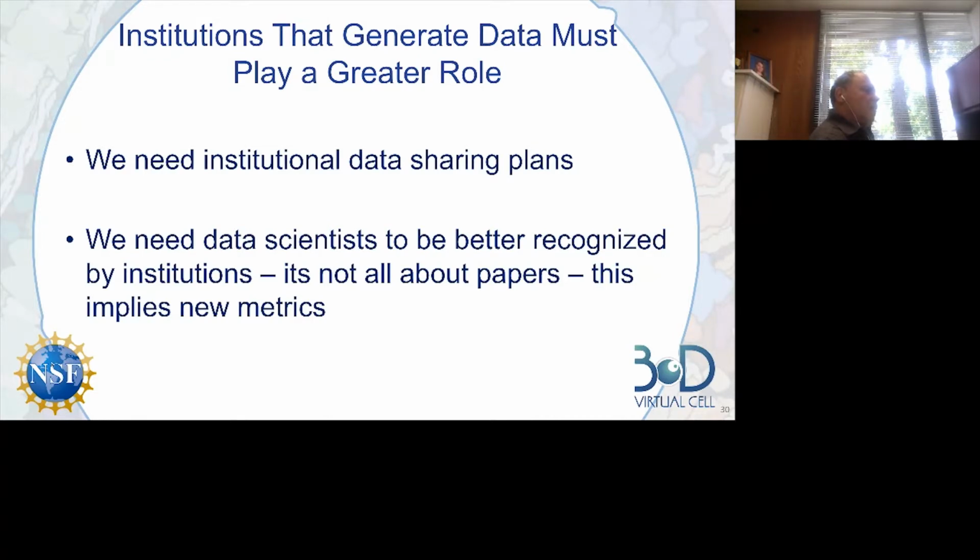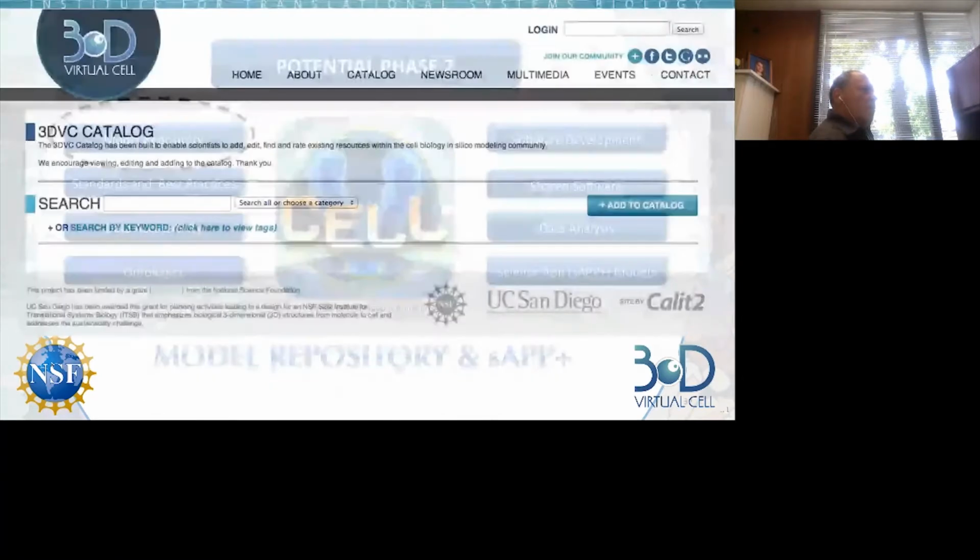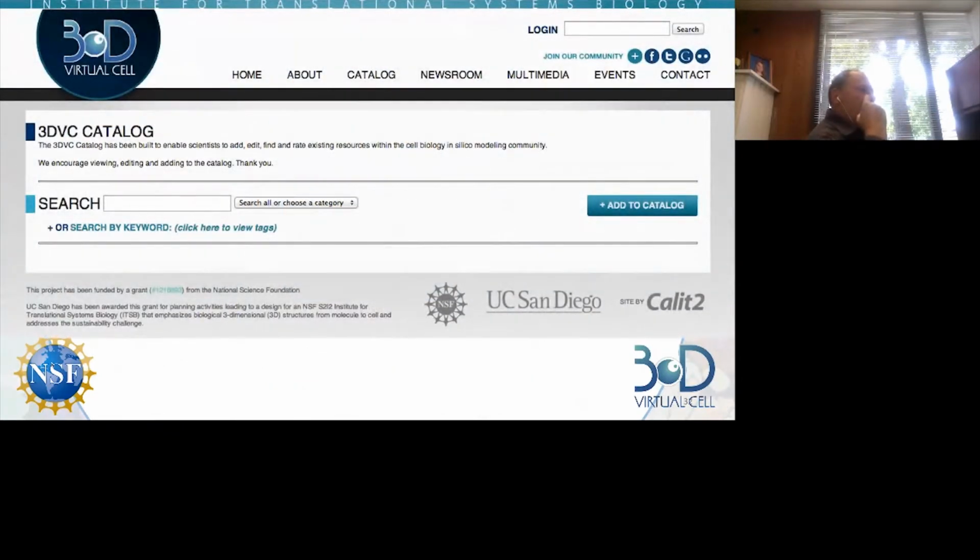All right, so where are we with the repository? We have the model repository. We now have a catalog, and we're measuring community uptake on this. It's really a repository at this point. You can go there, and I don't see a URL, sorry, but you can easily just Google it and find it.